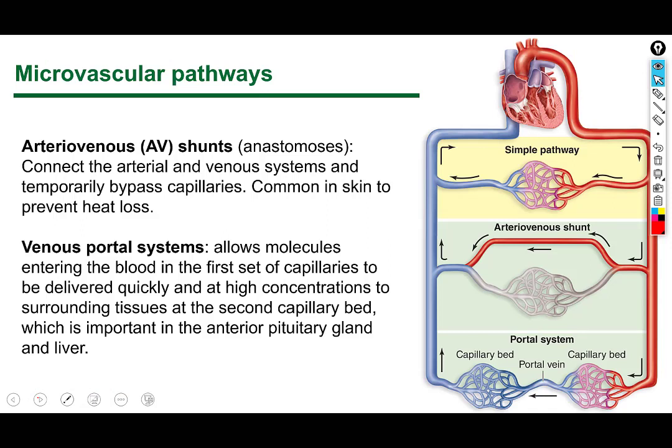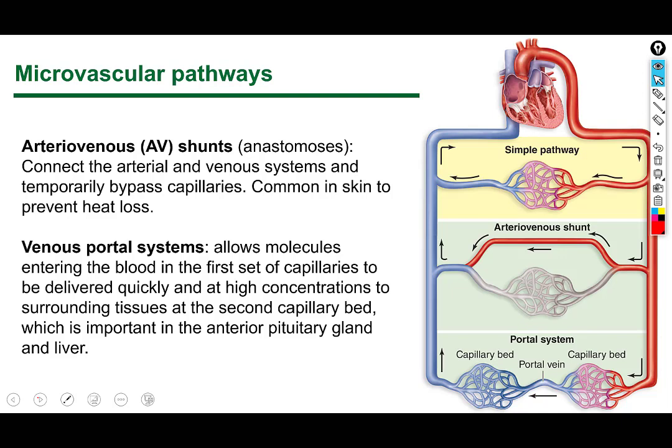Okay, so microvascular pathways. The top one here, the simple pathway, is the commonest. This is large artery goes to muscular artery, goes to distributing artery, goes to arterioles, and then a capillary bed. After the capillary bed, you get increasingly large veins, and it goes right back to the right side of the heart. So this is the most common kind of pathway. It's ubiquitous. These other two are specialized pathways that exist to serve a particular purpose.